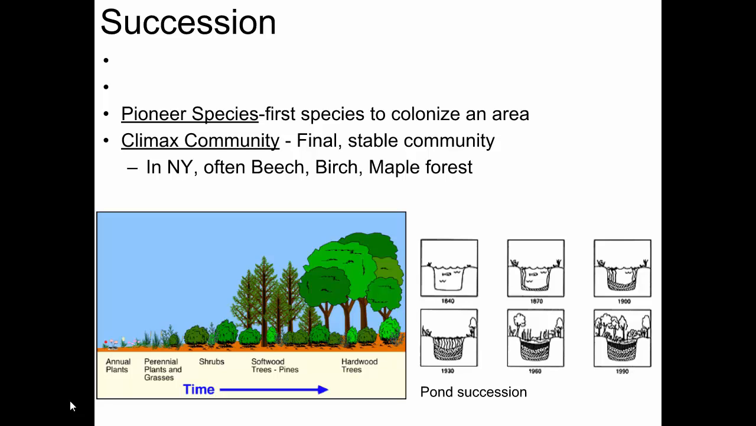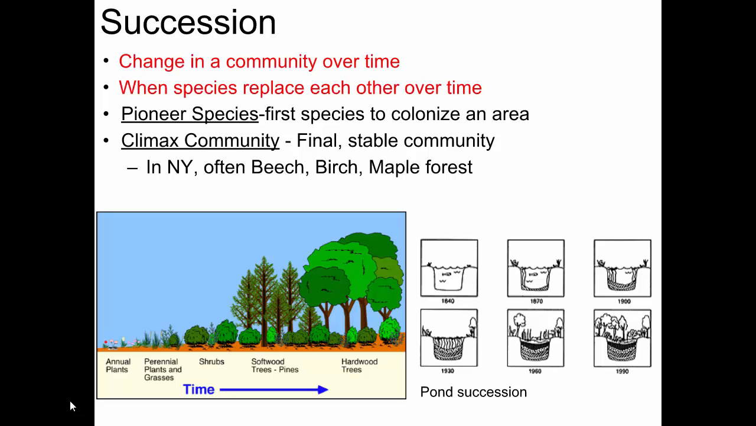Eventually, they would give way to larger, slower-growing trees, birch trees, beech trees, and eventually form a forest. That process by which the plants and animals in an ecosystem change over time is called succession. Succession is a change in a community over a period of time because species replace each other.